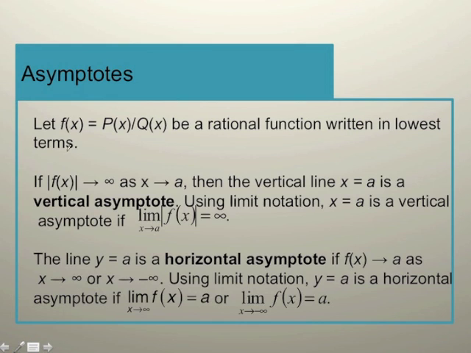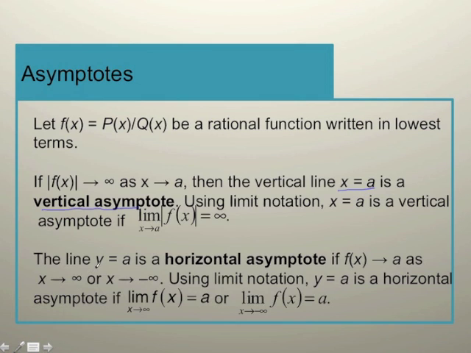Speaking more about asymptotes, if f of x equals P of x divided by Q of x is a rational function in lowest terms, and the absolute value of the function goes to infinity as x goes to a, then the vertical line x equals a is a vertical asymptote. Notice we have an equation, x equals a number, for the vertical asymptote. Using limit notation, x equals a is a vertical asymptote if the limit as x goes to a of the function either goes to positive or negative infinity.